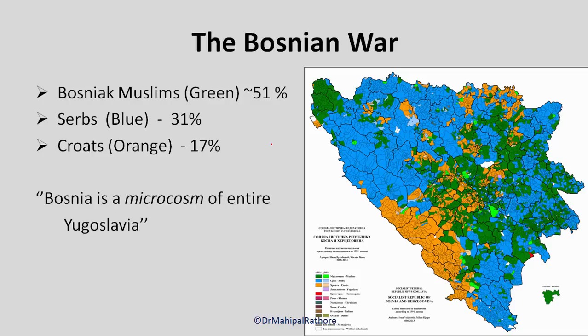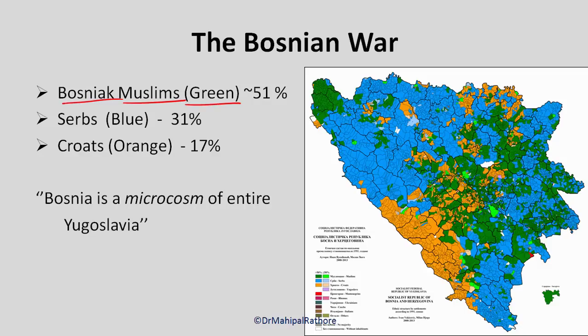In other countries, there is one large group and one small group. But here there are three large groups. The first is the Bosniak Muslims. They are shown in green. Now this map is a very detailed map. It is based on the census of Yugoslavia, so it is based on the government census. And it shows the districts that have a majority of Bosniaks as green colored.